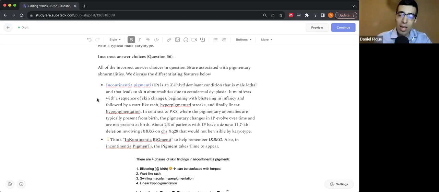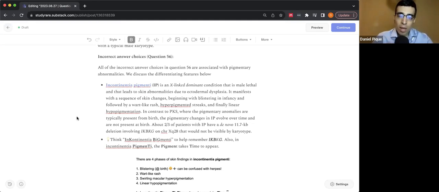This rash will then evolve over the course of several months into a wart-like rash, followed by hyperpigmented streaks, and then finally linear hypopigmentation. So it's a sequence of different skin changes, and that's really characteristic of IP. And contrast that to Pallister-Killian, where the pigmentary changes are usually present right from birth, and they typically don't change a whole lot, right?